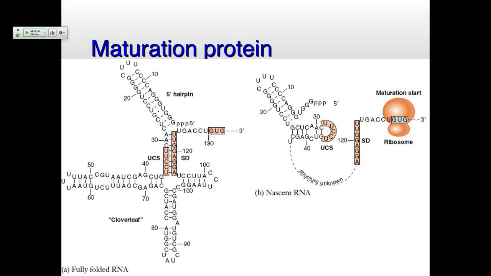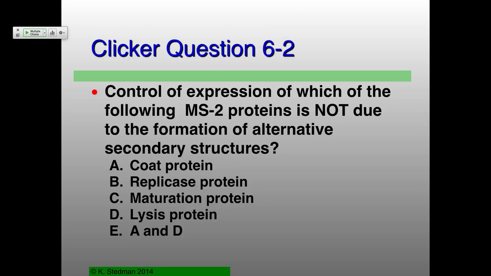Everybody happy? Not happy? Unhappy? Ready to answer a clicker question? Yes? No? Okay, let's try a clicker question. Control of expression of which of the following MS2 proteins is not due to the formation of alternative secondary structures? Coat protein, replicase protein, maturation protein, lysis protein, or AND?